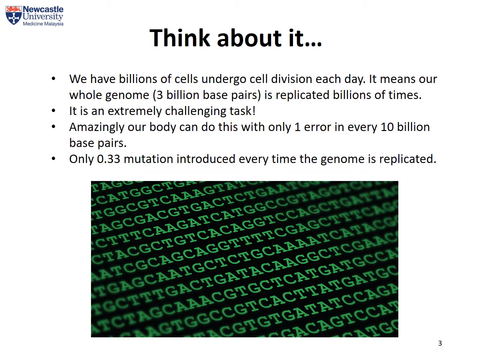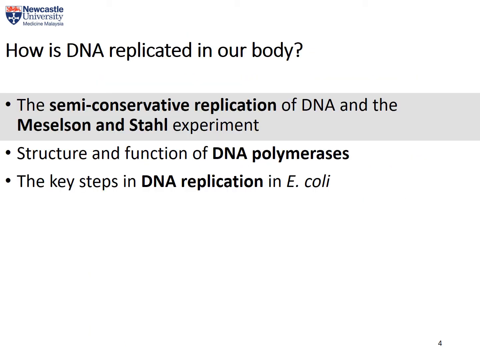Every day, we have billions of cells undergoing cell division, and that means the whole genome, which consists of 3 billion base pairs, is replicated billions, if not trillions, of times a day. Just think about this. It is an extremely challenging task because if anything goes wrong, you will get mutations. But amazingly, our body can do this with only one error in every 10 billion base pairs, which translates to only 0.33 mutation per genome replication. Just how amazing is it. So, how is DNA replicated in our body? This is a topic we want to study today.